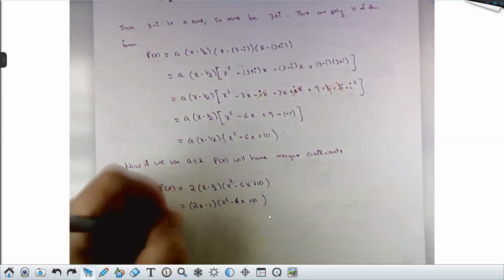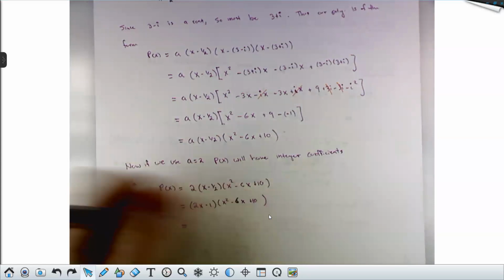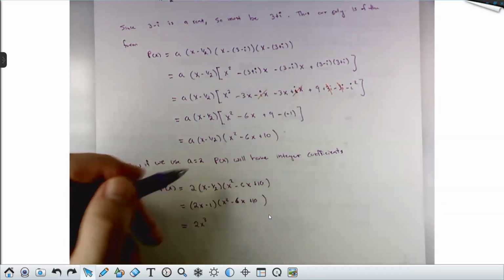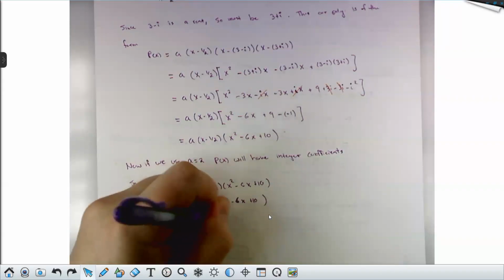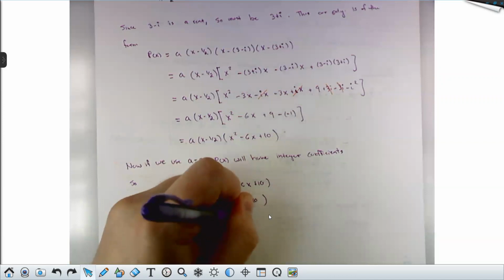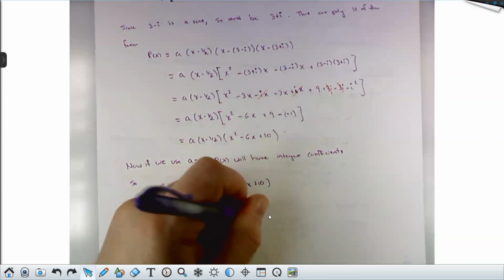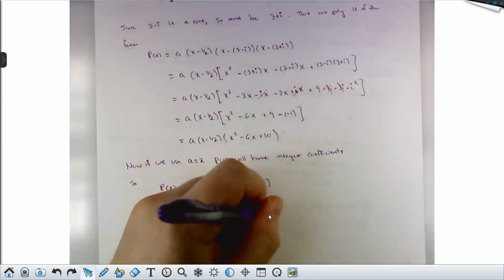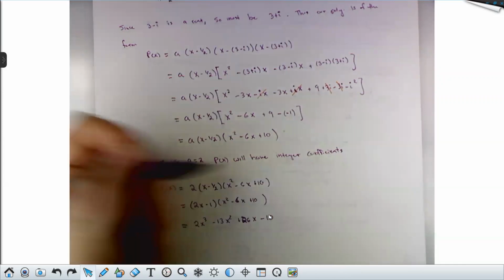If you want to multiply it out the rest of the way, I'm not going to write down every single step. You'll get 2x cubed, you just distribute, 2x cubed minus 13x squared plus 26x minus 10. But either of these would be acceptable.